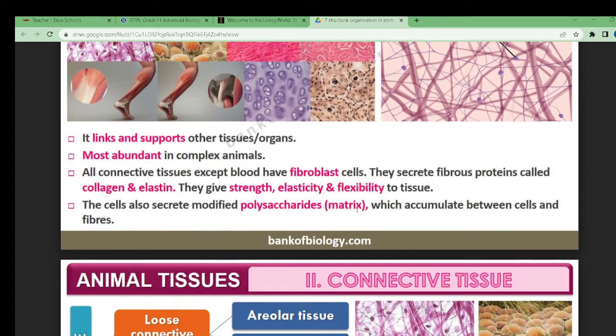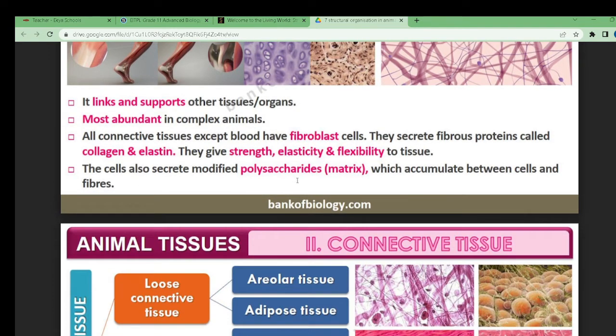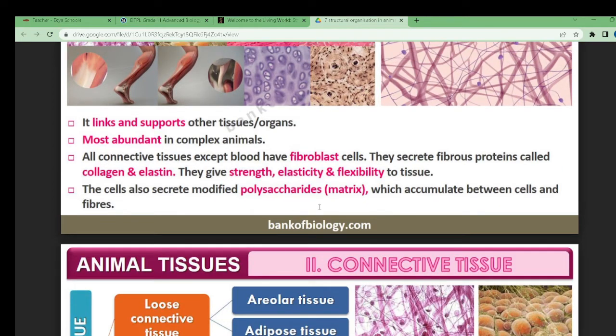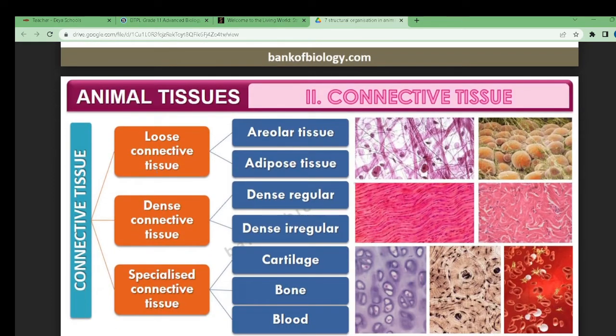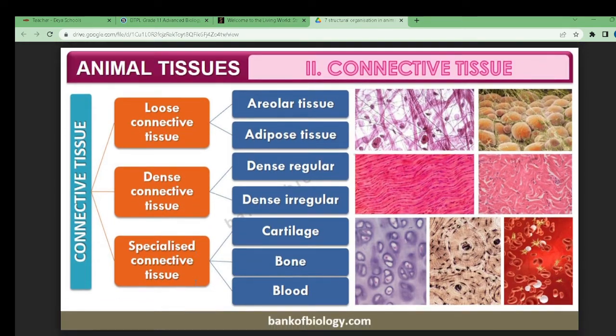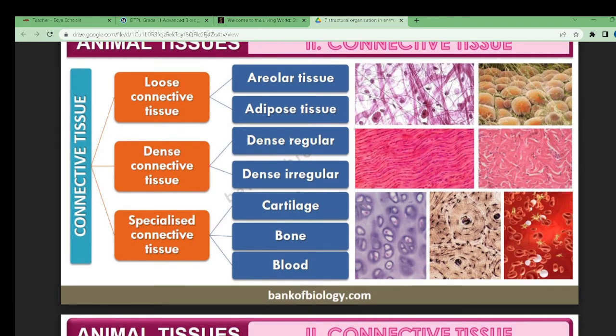They secrete fibrous proteins called collagen and elastin. Blood doesn't have collagen and elastin. They give strength, elasticity and flexibility to the tissues. The cells also secrete a modified polysaccharide matrix which accumulates between cells and fibers. So they also form some organic compounds like the polysaccharide matrix. Connective tissues are of three types: loose, dense and specialized. Loose divides into areolar and adipose. Dense divides into dense regular and dense irregular, and specialized divides into cartilage, bone and blood.